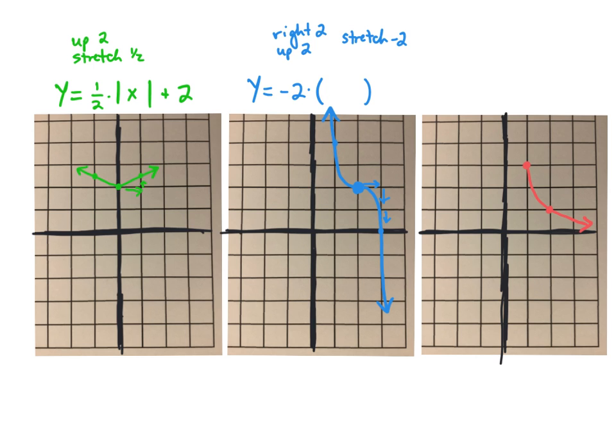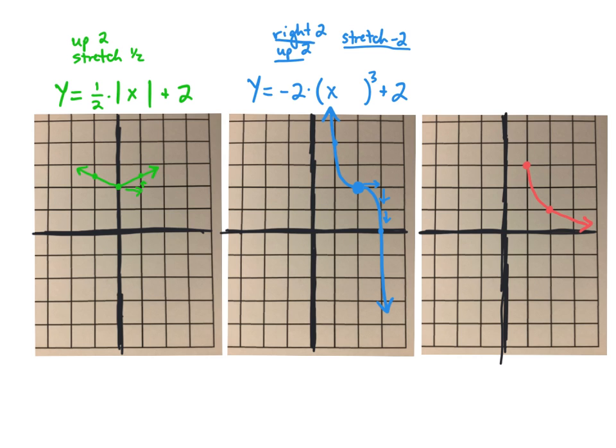It might help, because x cubed doesn't have grouping symbols, to just give it some parentheses. So I got my stretch of -2. I can check that off or underline it. The up 2 is easy. That's always at the end, up 2.